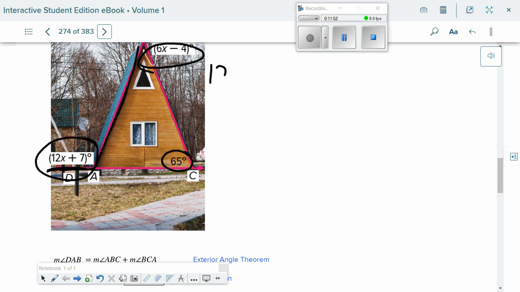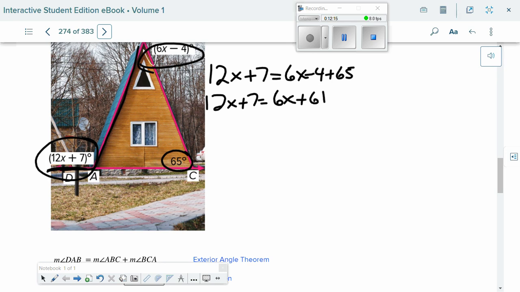So I should be able to take that theorem and take that exterior angle and set it equal to the other two added together, okay? So I should be able to put like terms together over there on the side. So I'm going to get 6x plus 61. I'll subtract 6x from both sides. And then I'll go ahead and subtract 7 from both sides. And I can divide by 6.